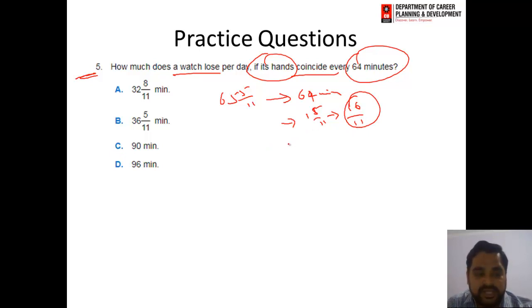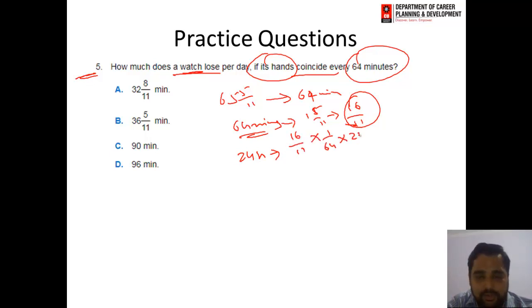It means for every 64 minutes, there is a loss of 16 by 11 minutes, but we need to know how much the watch loses per day, it means for 24 hours. Then the answer is 16 by 11 into 1 by 64 into 24 into 60. If we solve this, the answer we have is 32 8 by 11, that is option number A for this question.